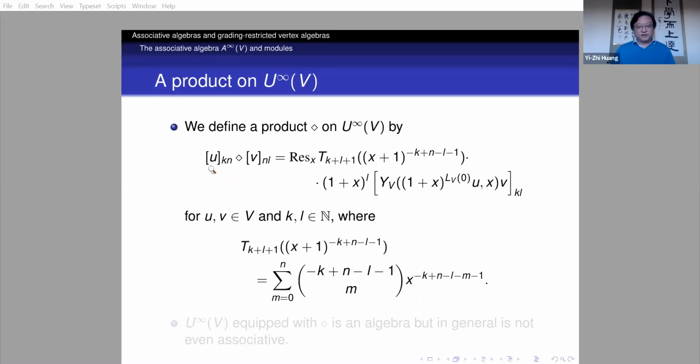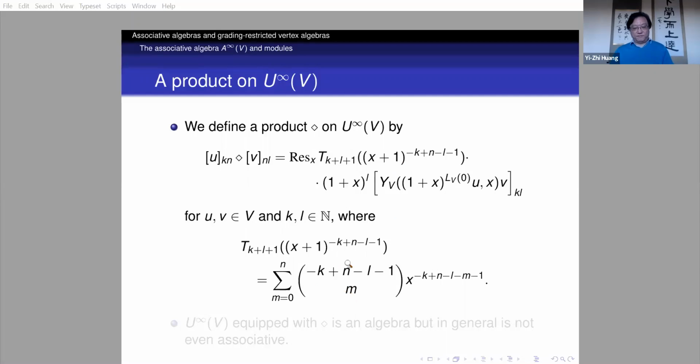So let's look at this. This is the notation I use. You see the k, n and l are outside of the bracket. It means that this is just a matrix with only one entry, either in U or in V, and the entry is given by these k and l. Okay, the product is defined using this. Here, this T is a Laurent polynomial. Basically, this T actually also has a conceptual meaning.